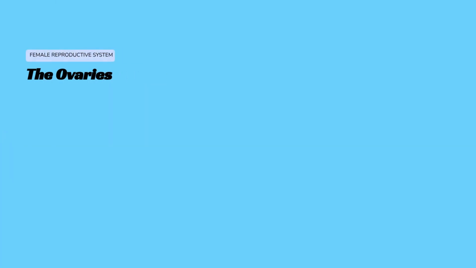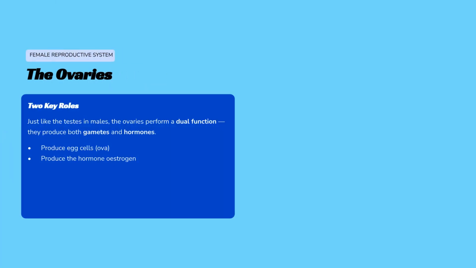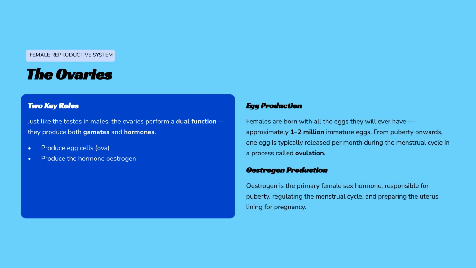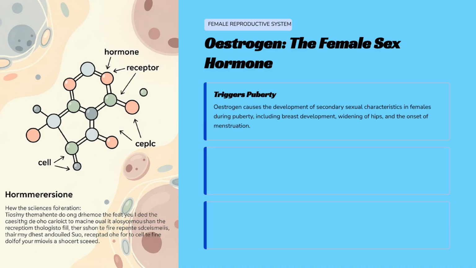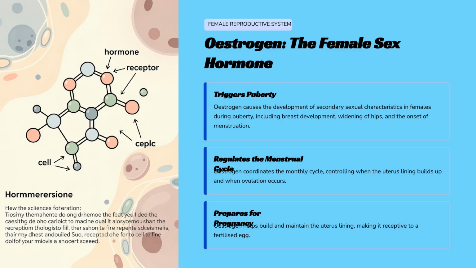Like the testes, ovaries serve a dual function. They produce gametes and hormones. Females are born with their lifetime supply of immature eggs. Each month, one egg is typically released during ovulation, a key event in the menstrual cycle. Estrogen is the primary female sex hormone. It is responsible for triggering puberty, regulating the monthly menstrual cycle, and preparing the uterus lining to receive and support a fertilized egg for a potential pregnancy.